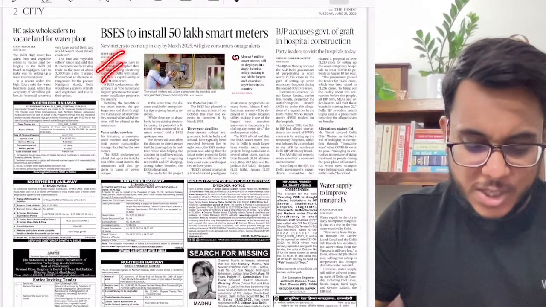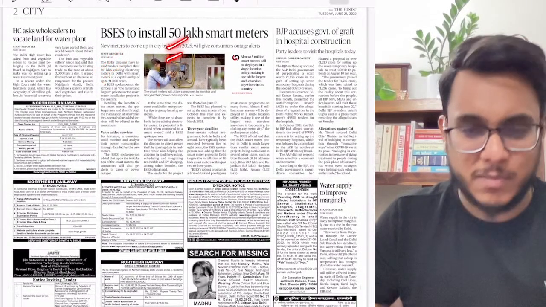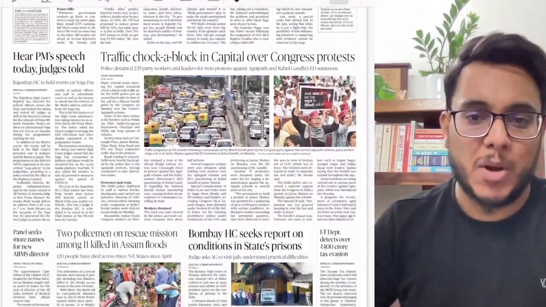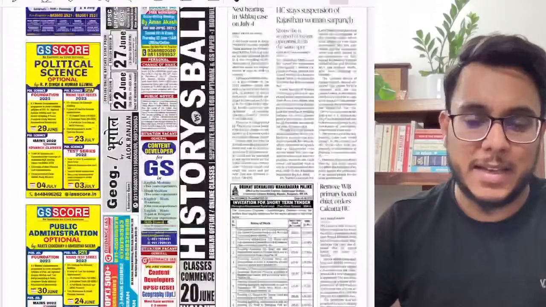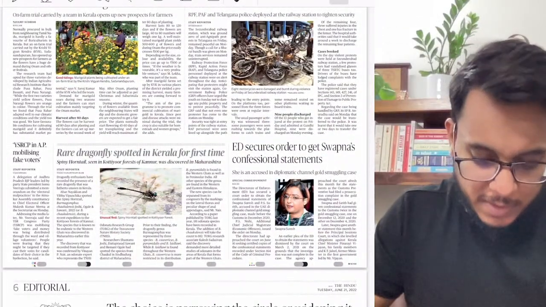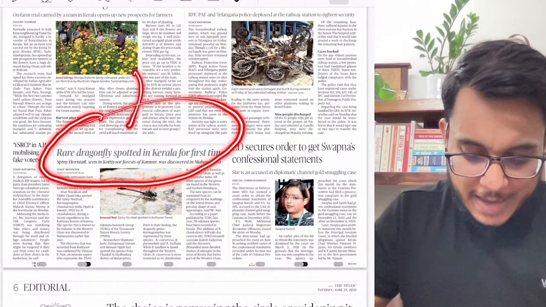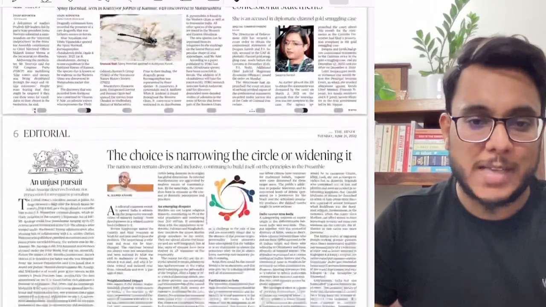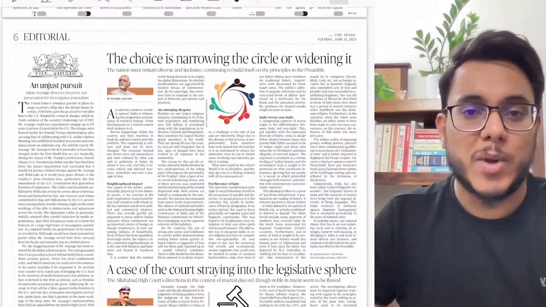After that, the city section, the BACS to install the smart meters and all these kinds of things, again nothing is important. Then the political articles are there. So before the editorial section, much of important things are not there. However, here we can see that a rare dragonfly has been spotted in Kerala. So just briefly we'll be taking what has happened. So we'll be reaching the editorial page now.